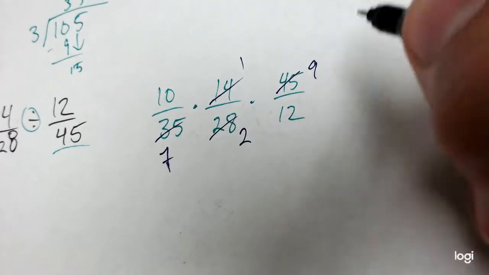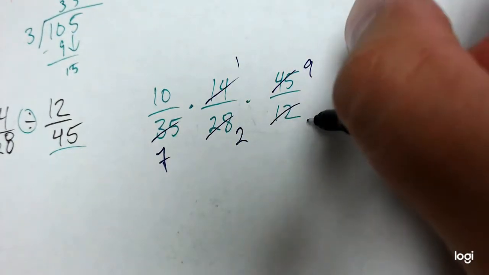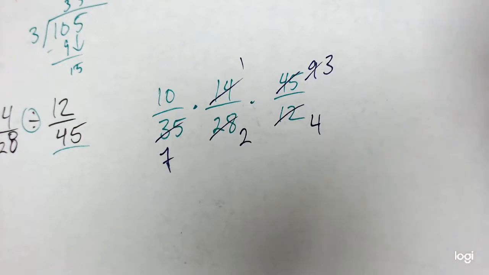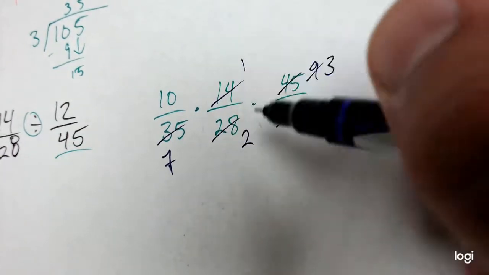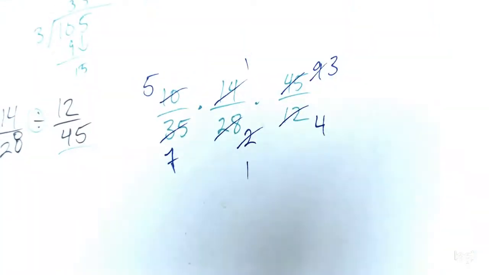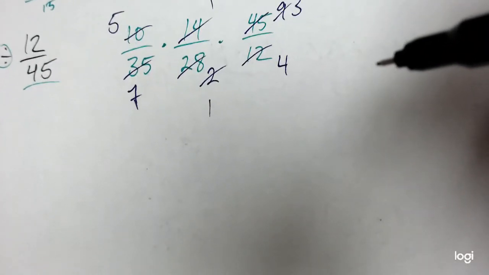Next I can see that 9 and 12 will reduce, both divisible by 3. 3 goes into 12 4 times. 3 goes into 9 3 times. And one more thing that I see, 2 and 10. Alright, so 2 goes into 2 1 time, 2 goes into 10 5 times. That's all I've got, I think, as far as canceling.